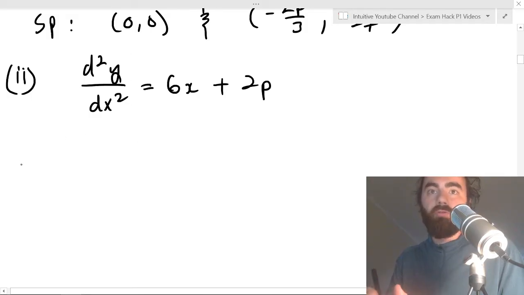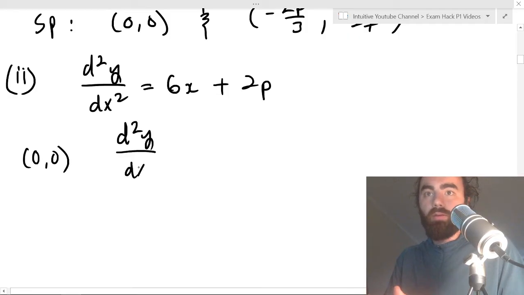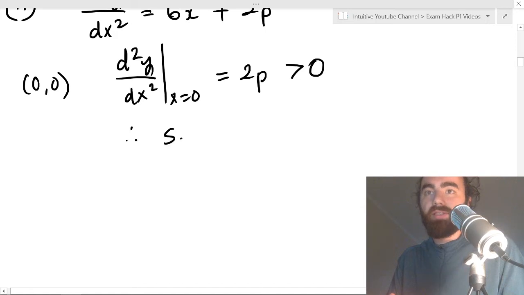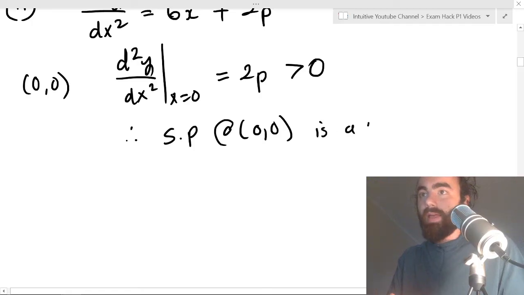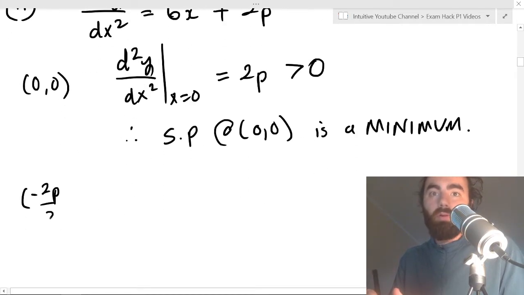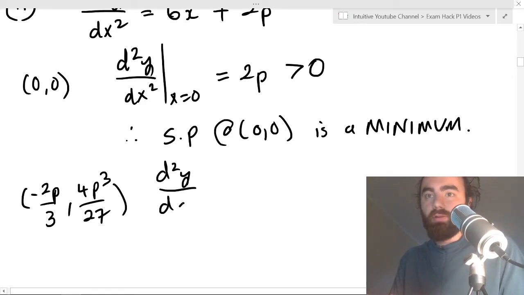So for the stationary point 0, 0, where x equals 0, this gives us 2p. Because p is greater than 0, 2p will also be greater than 0. Therefore, the stationary point at 0, 0 is a minimum. The other one will clearly be a maximum, but we can just test that. Let's plug it into our second derivative.